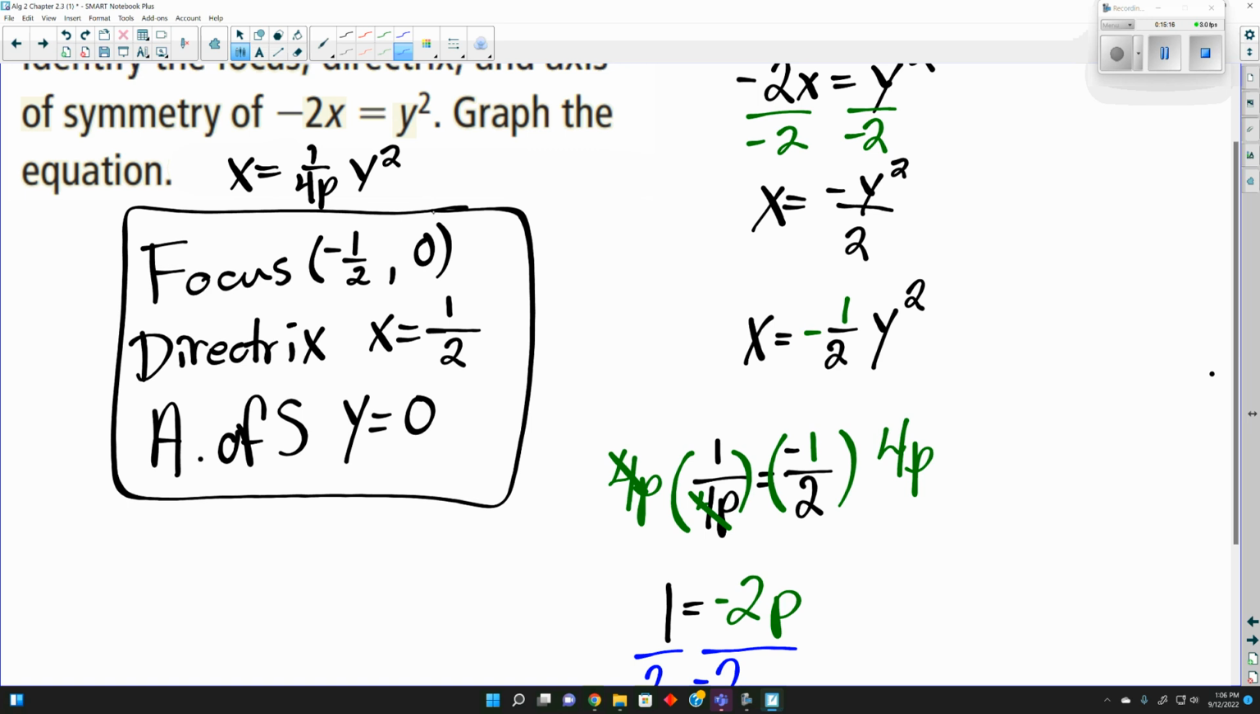And with all these here, the vertex is still 0, 0. Questions on any of this here? Not too bad so far? Because really all we're trying to find is what? The value of p. Once we find it, we plug it in. And that's it.